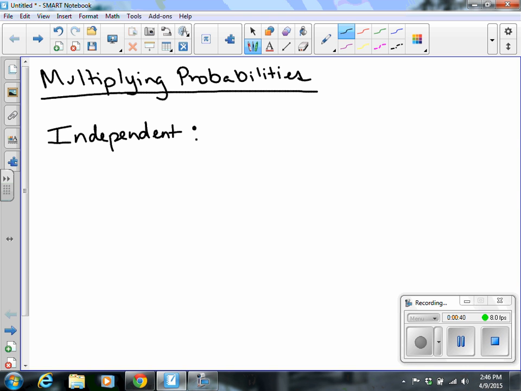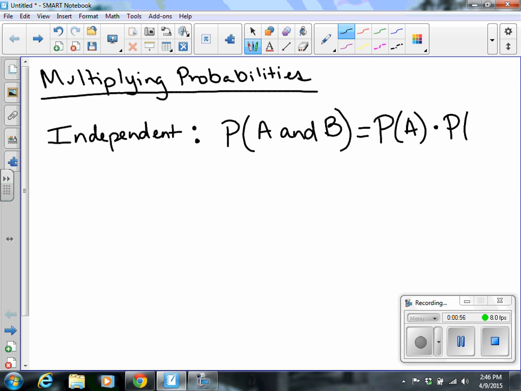If I have an independent event, I'm going to take the probability. So we want the probability of A and B. That equals the probability of A times the probability of B. So what does this all mean? This means that independent, we know, does not affect our second choice.